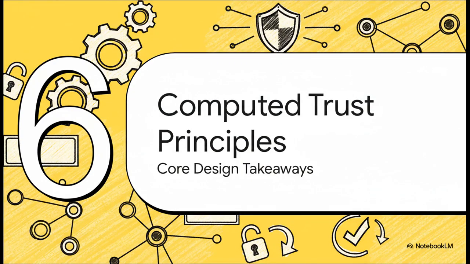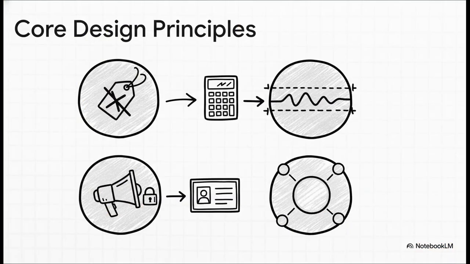So, as we wrap up this analysis, let's just boil it all down to the core principles. What should an architect really take away from this design? It really comes down to these four ideas. First, trust is computed, not declared. Stop asking, start calculating. Second, drift is going to happen, so the goal is to bound it, not pretend you can eliminate it. Third, amplification requires identity.